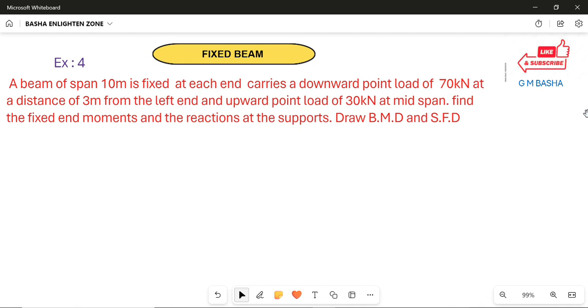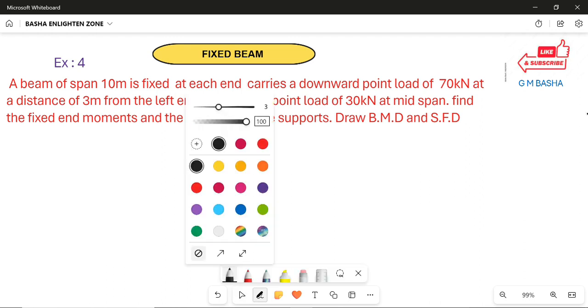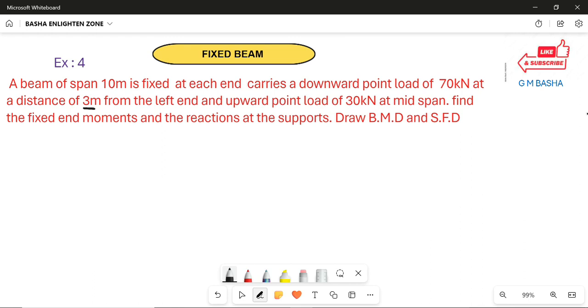A beam of span 10 meters is fixed at each end, carries a downward point load of 70 kilonewton at a distance of 3 meters from the left end and an upward point load of 30 kilonewton at the midspan. See here, first they given fixed at each end, means a fixed beam. So the data consists of the fixed beam. So this is the fixed beam.